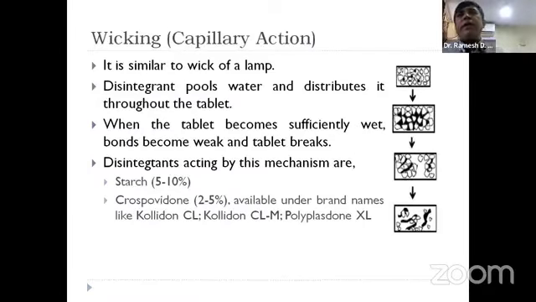The disintegrants that act by wicking mechanism are starch and cross-povidone. Cross-povidone falls under the category of super disintegrants. It is the disintegrant which provides faster disintegration at lower concentration. Starch is used in the concentration range of 5 to 10%, while cross-povidone is used in the concentration range of 2 to 5%. It is available under different brand names like Kollidon CL, Kollidon CL-M, and Polyplasdone XL. These are the brand names.